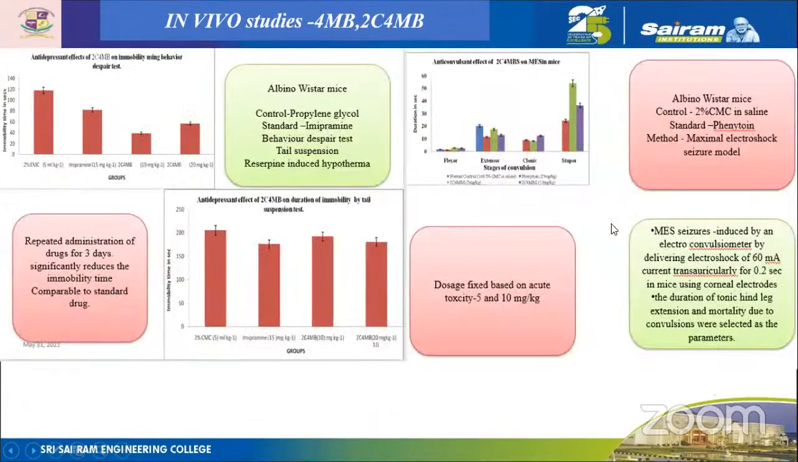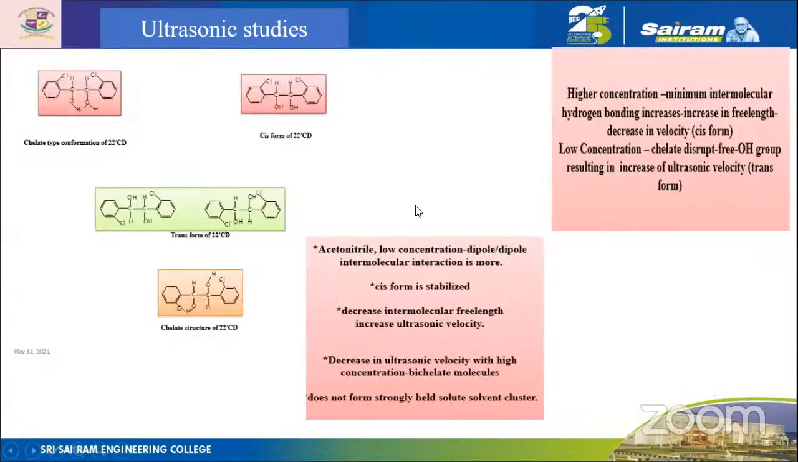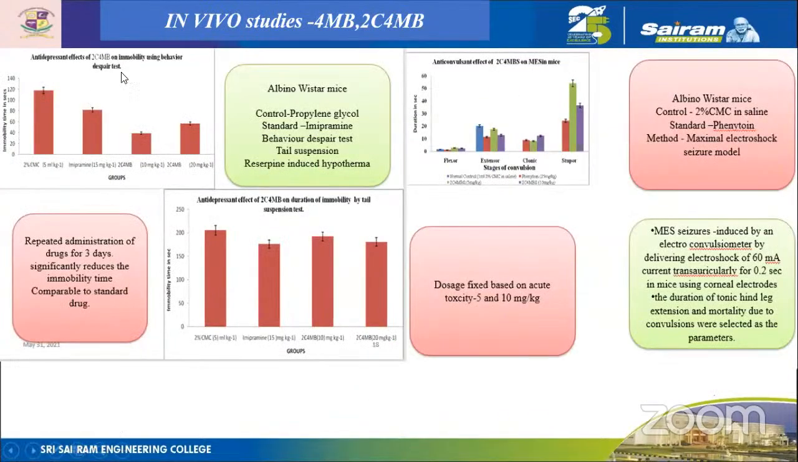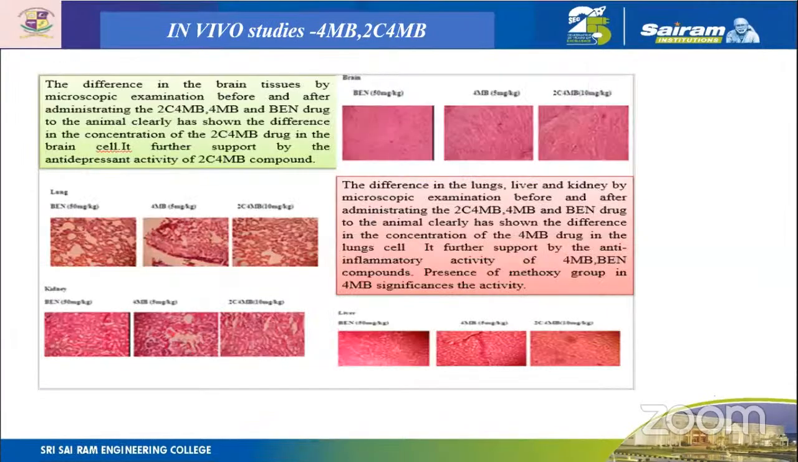See, I already told you the core structure is the same. Only the substituents are playing a very vital role. Even though the core structure is the same, this compound has antidepressant activity, whereas this compound has anticonvulsant property, and the 4-methoxybenzoate group has anti-inflammatory activity. So see the difference. And we also studied tissue culture studies. So see the antidepressant drug. When I tested it with the tissues of brain cells, it was very curable.